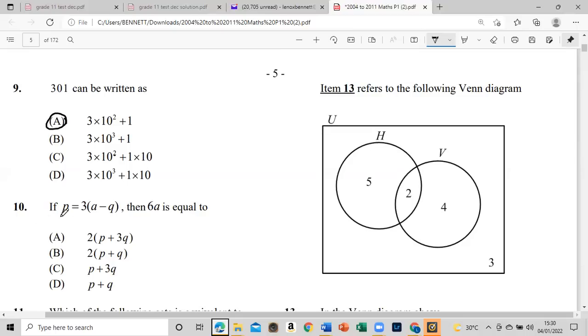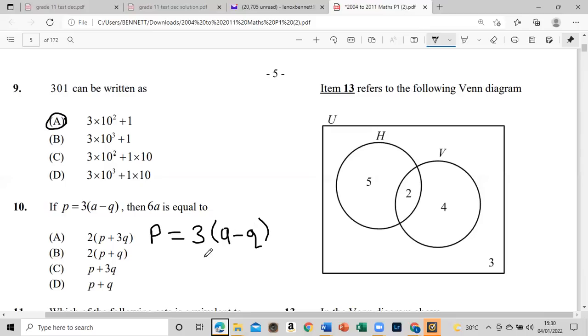Alright, number 10, if P is equal to 3 bracket A minus 2, then 6A is equal to, hey, this trick one time already, you know, remember that question already. Then 6A is equal to. Alright, so I could just find A first, I could work out 3A. I remember I was doing this on another paper and I was saying something wrong with that question here. So it's A minus 2.